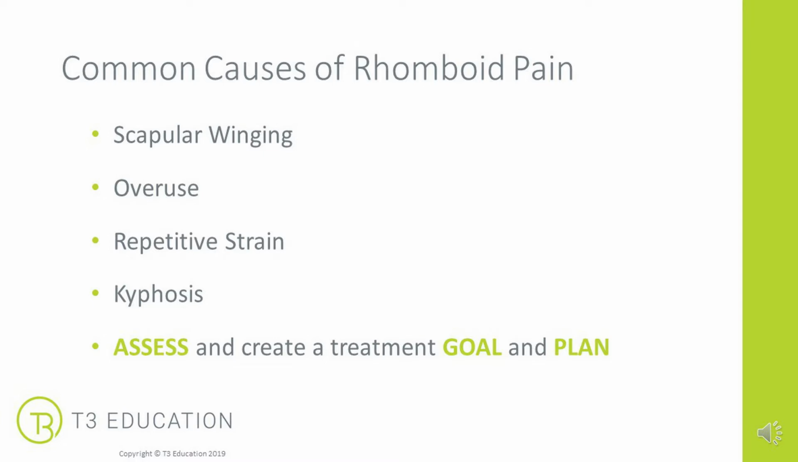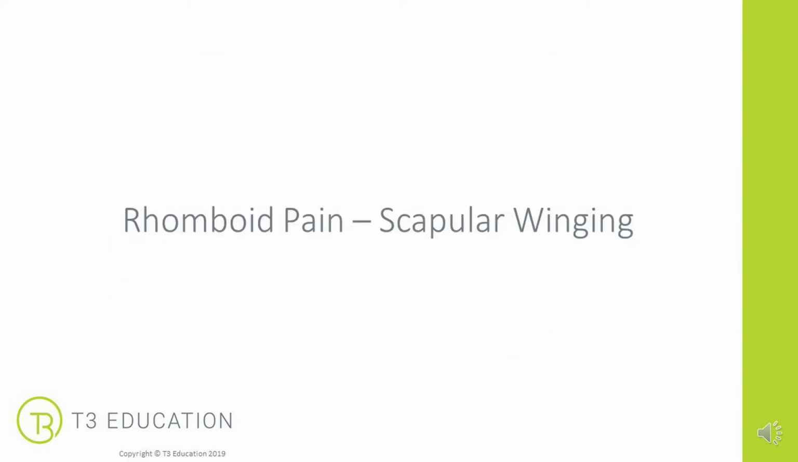As with all of these tapings, make sure that you assess your client, because if you're only treating this painful area, you may not be getting a long-term result for your client. So once you've assessed, create a longer-term treatment goal and plan. We're going to look at an example here where the client is suffering from rhomboid pain, but where their scapula is winging and their shoulders are quite rounded.